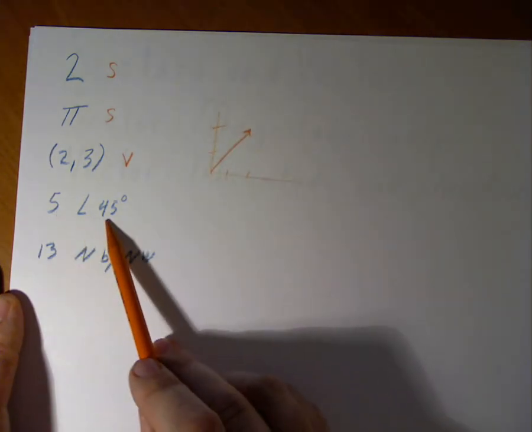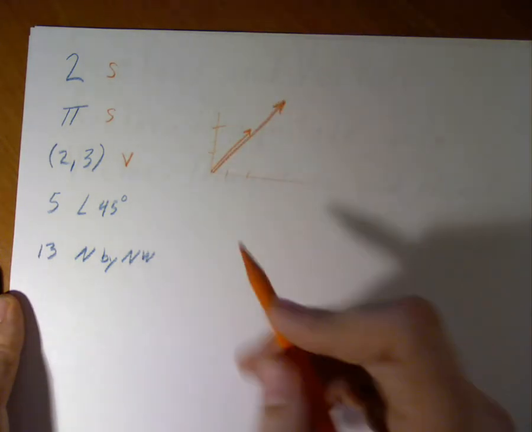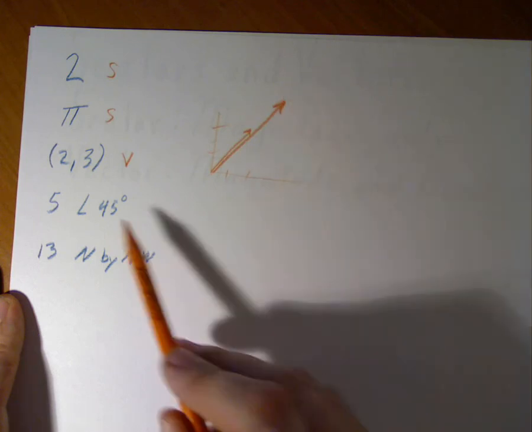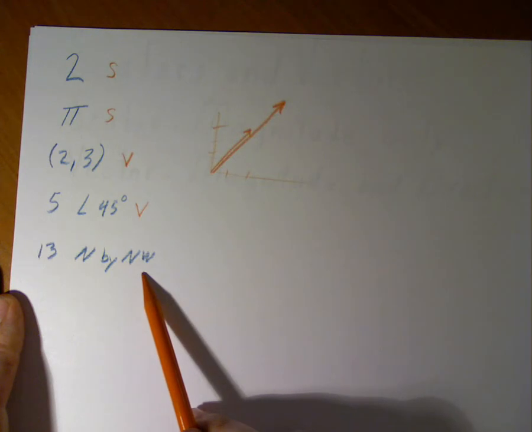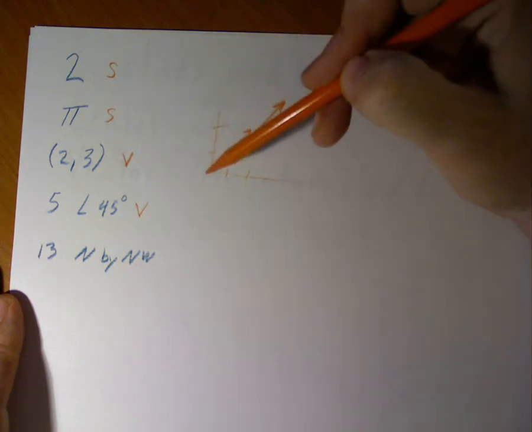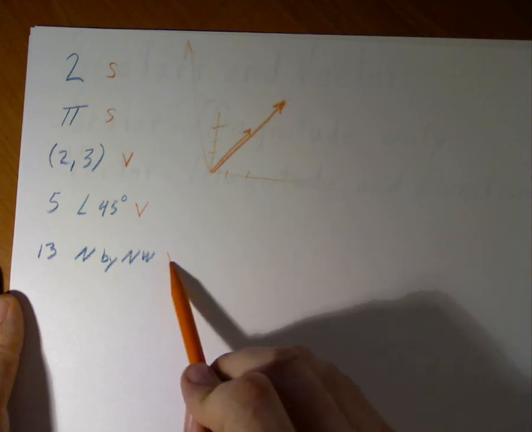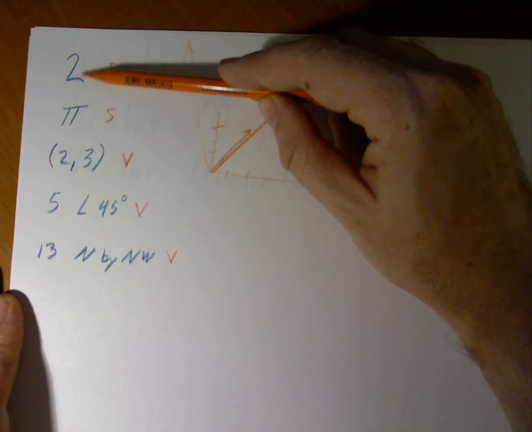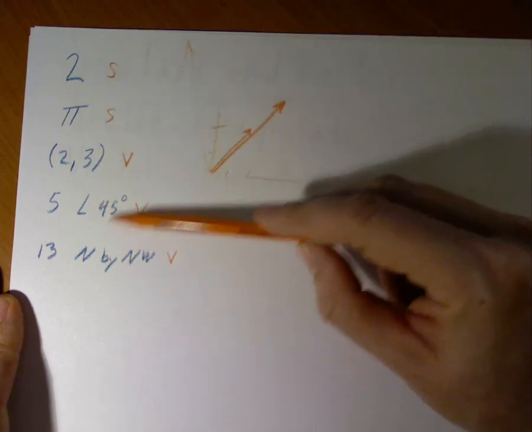Or 5 at angle of 45 degrees. That would be, look, once again, we can denote it with an arrow. It means it's a vector. 13, north by northwest. North by northwest would be about that angle. Once again, vector. If it's a pure number, it's a scalar. If it's a number with a position or a direction, it's a vector.